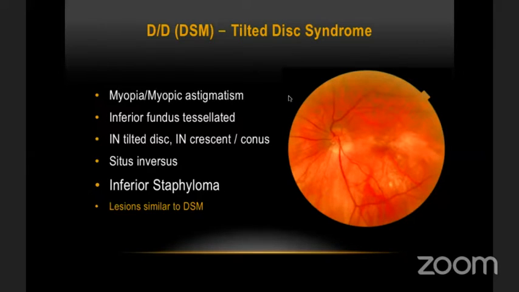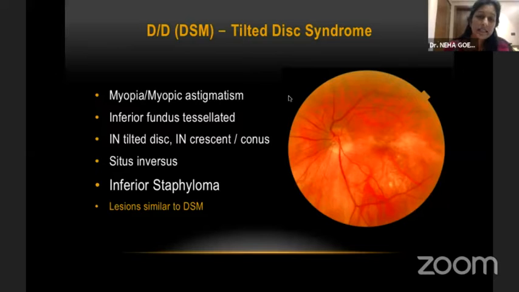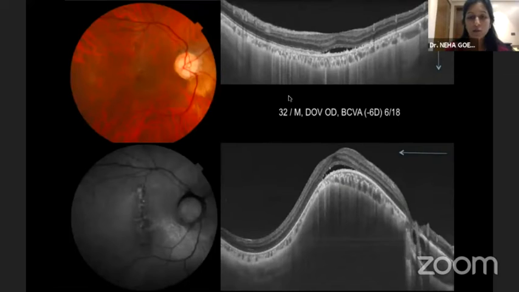Okay, thank you. So a differential in this case is the tilted disc syndrome, where you see more tessellations in the inferior fundus compared to the superior. You'll also see a tilted disc with the inferonasal crescent or a conus and situs inversus of the retinal vessels. So the staphyloma is only inferior in this case. The lesions are similar to a dome-shaped macula, as you see in this case.